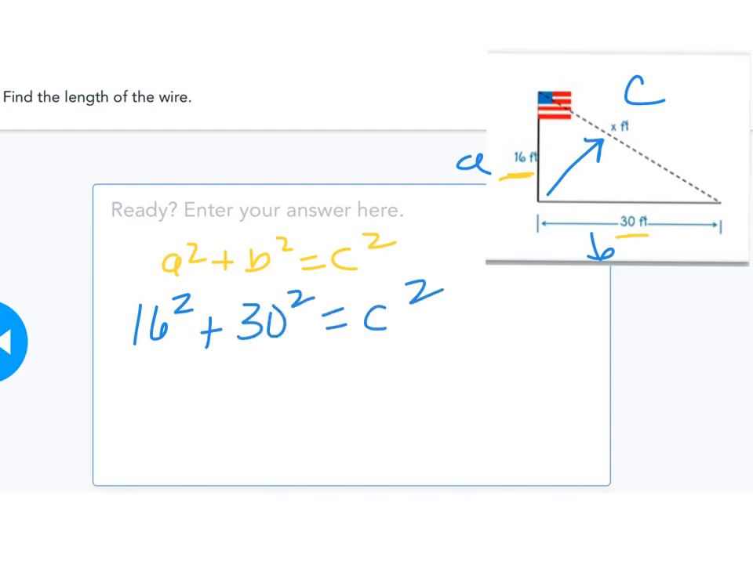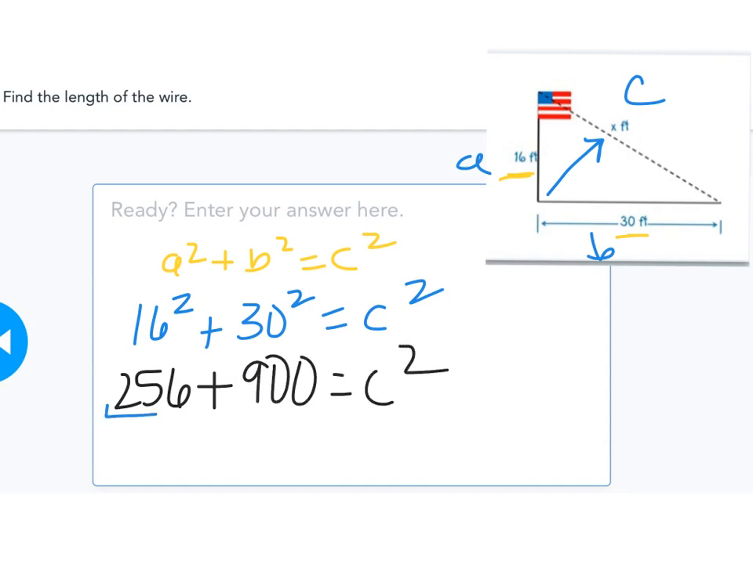And then you may want to grab your calculator because, 16 squared, that's 16 times 16. That's kind of a big number, unless you know it. But go ahead and calculate that. Okay, so that's 256 plus 30 squared, which is 900, equals c squared. Then you would add that together. Okay, so you add that together and you get 1,156. And then the final step, that's for c squared. The final step is to take the square root of that.